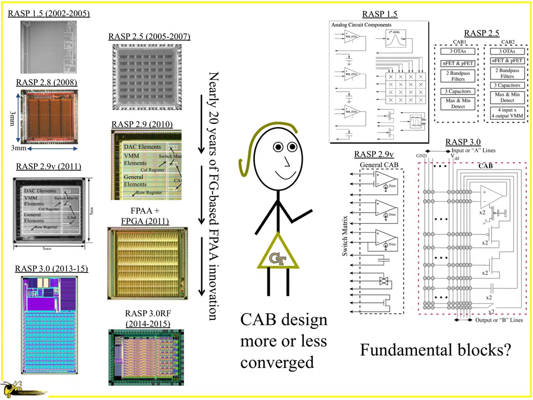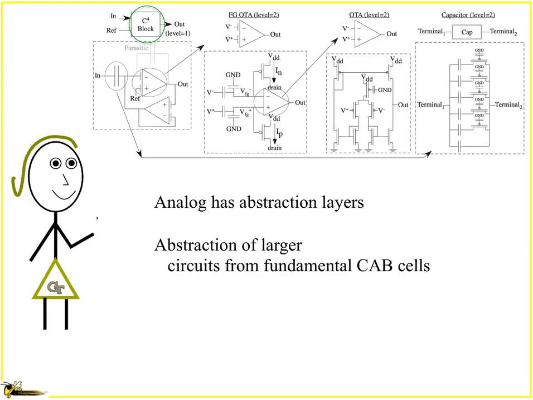On the other hand, you begin to look at the core elements, which we call CABs, or computational analog blocks. Their design has more or less converged. And this is interesting over many of the different architectures, which begins to ask the question, do we have fundamental blocks in these architectures? Things that we routinely use, and we might imagine these are the things we'd want to be working with.